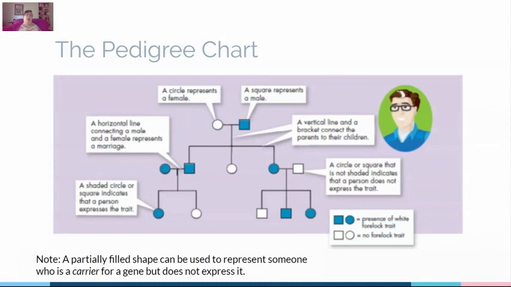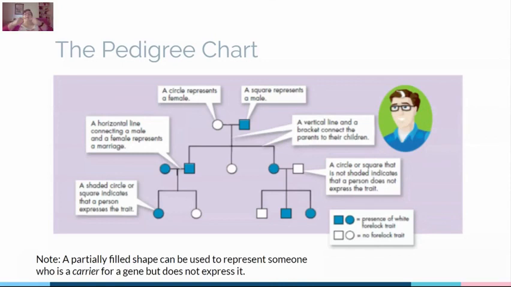You will notice that there are blue squares and white squares on this one. Sometimes you will see them in black and white where they're just filled versus empty squares. Generally, the filled-in square indicates that a particular trait is present, and an empty square means that a particular trait is absent. Some pedigrees will use a half-filled shape to represent someone who is a carrier for a gene but does not express it. This one doesn't, but the ones that you will see if you choose the pedigree assignment will.